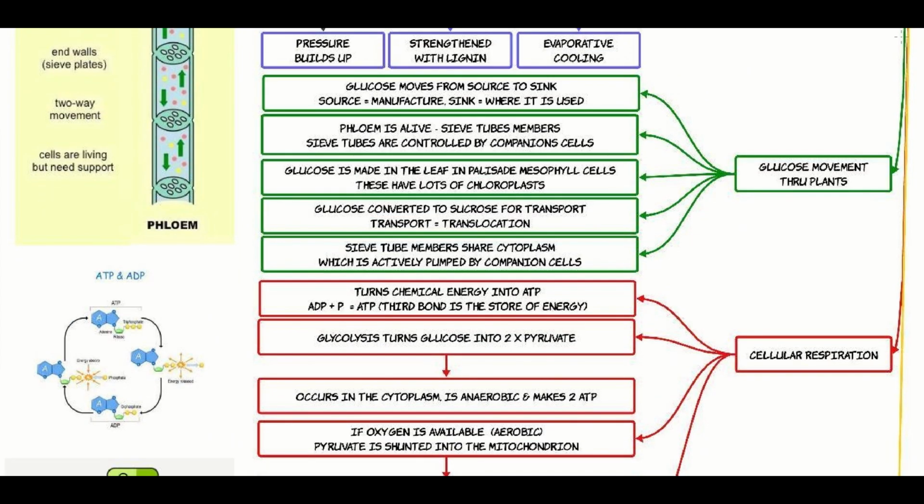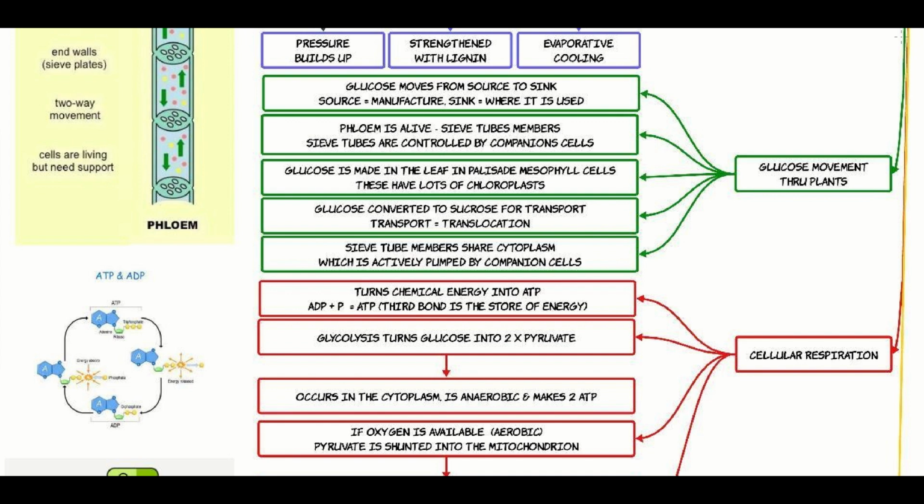Next, we looked at glucose movement in plants. Glucose moves from source to sink. The source is the place of manufacture, and the sink is where it's used. Phloem is alive. It has sieve tube members. The sieve tubes are controlled by the companion cells. This is because the sieve tube members have no nucleus of their own.